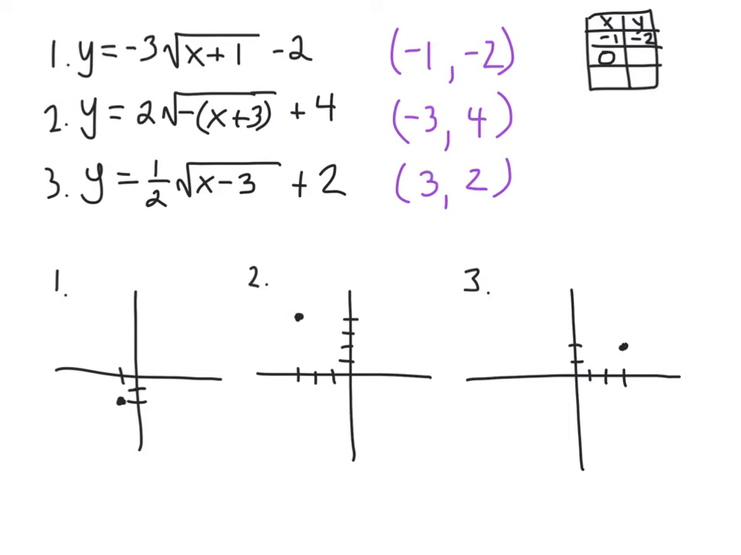If I put 0 in here, and you can use your calculator or your brain, either one I'm fine with. Let's run through this. 0 plus 1 is 1. The square root of 1 is 1. That 1 then needs to be multiplied by -3, so -3 minus 2, and that is -5. So we do get a value, which means we can plot that 0, -5, so 0 on the x-axis and -5 on the y-axis will be right here.